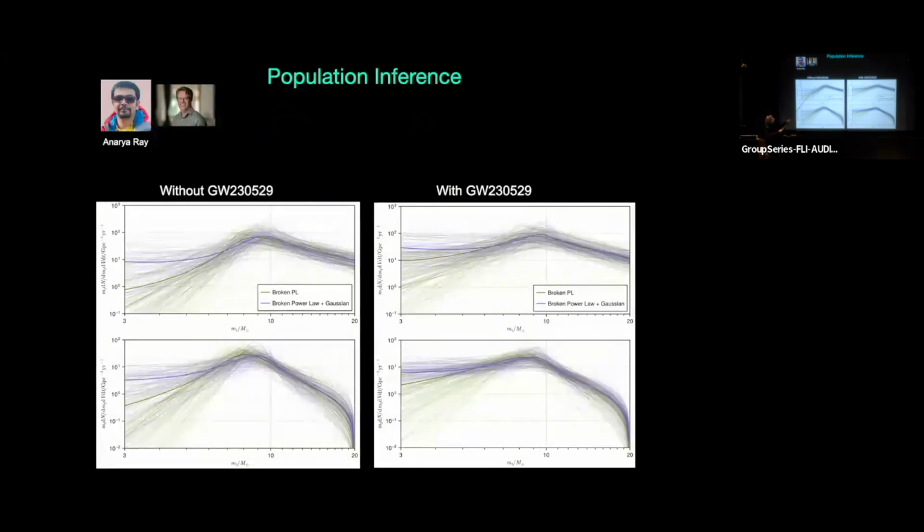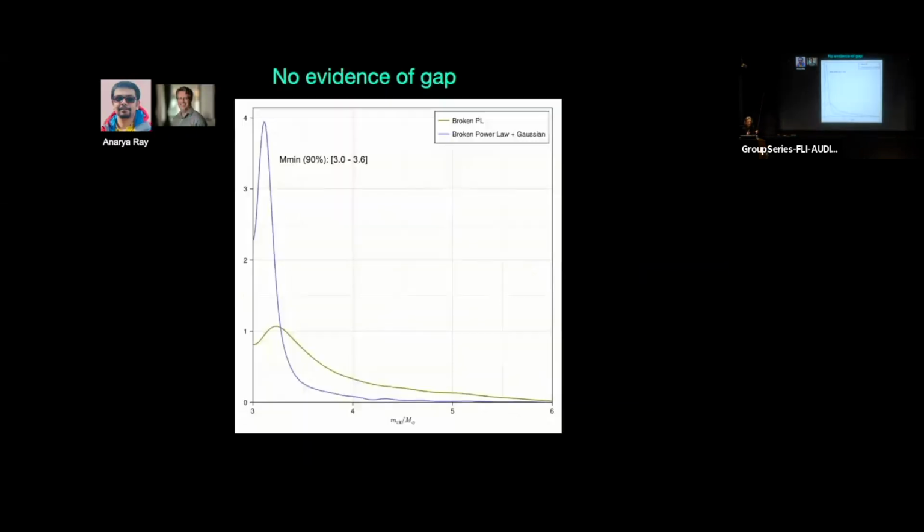And basically, even without this new system, the distribution, all the purple lines, and this is the peak posterior probability, flat between 3 and 5. And now with this new system, definitely flat. And then we calculate the PDF of the minimum black hole mass. Here it is. The PDF of the minimum black hole, 3 to 3.5.